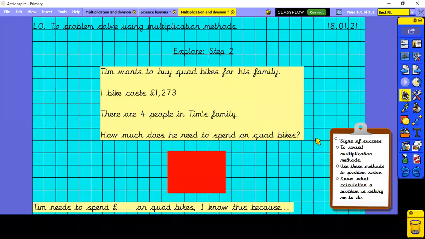Okay, so now we're going to move on to the step 2 input, and here we have a problem that involves multiplying 4-digit numbers by a 1-digit number, something you've done before. So I'm going to read out the problem, and again I want you to think about what calculation you need to do. Tim wants to buy quad bikes for his family. One bike costs £1,273. There are 4 people in Tim's family. How much does he need to spend on quad bikes? So if he wants to buy all of his family members a quad bike each, how much money does he need to spend? So pause the video and think about what calculation you would need to do here.